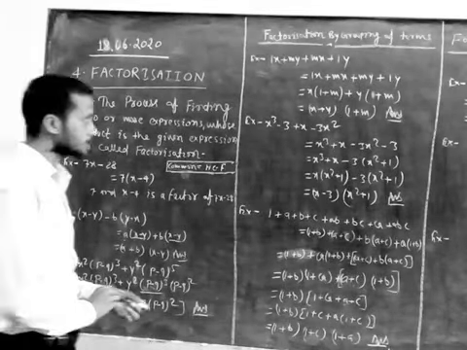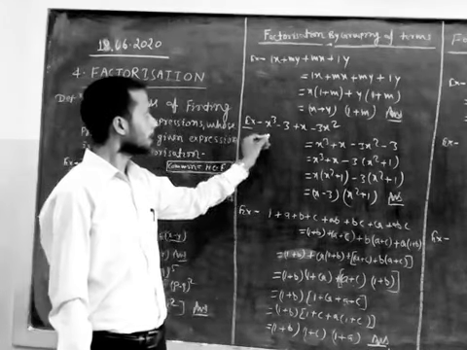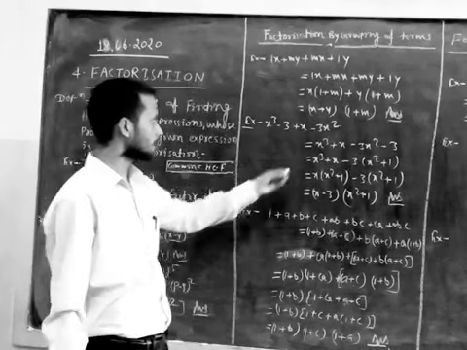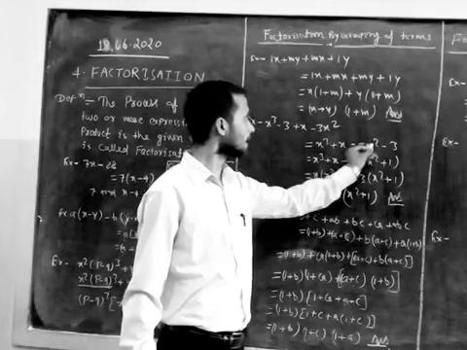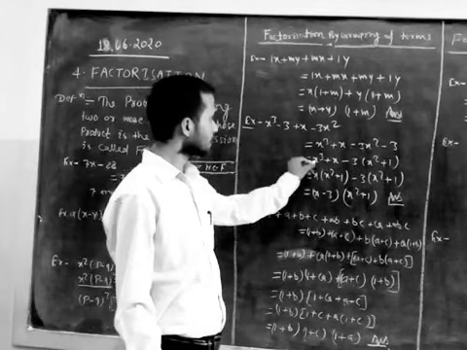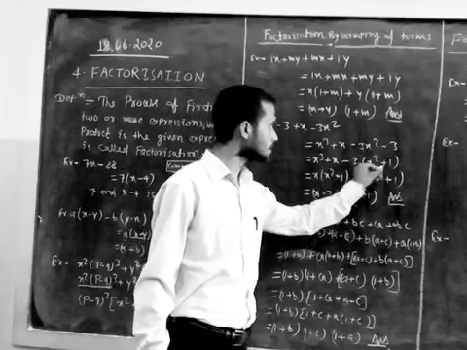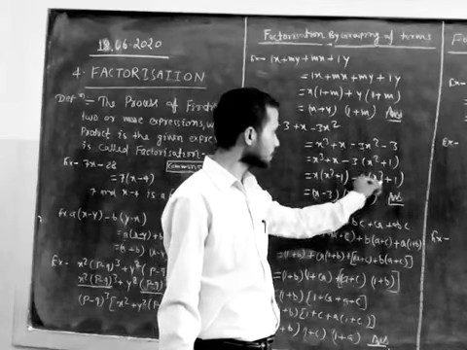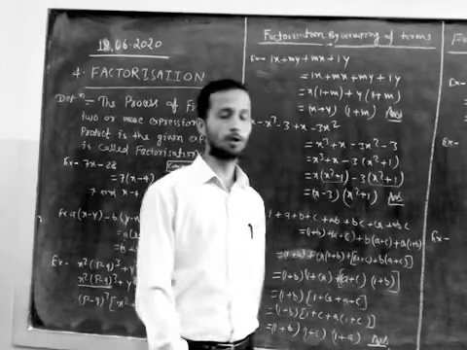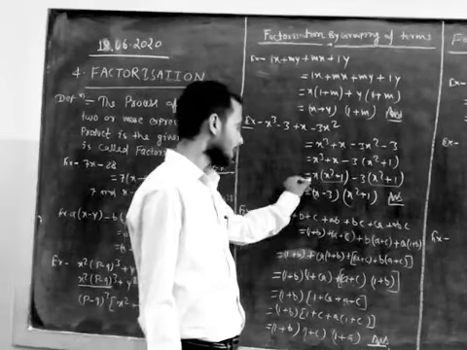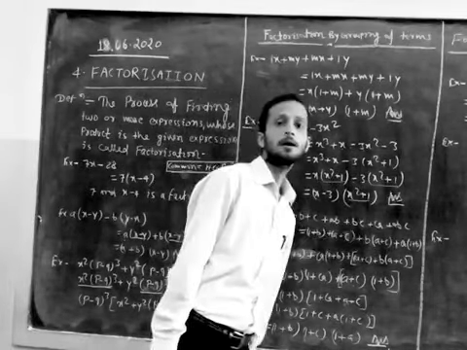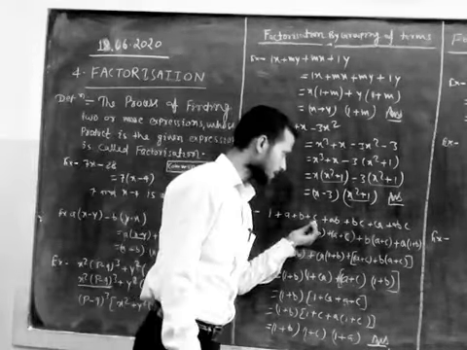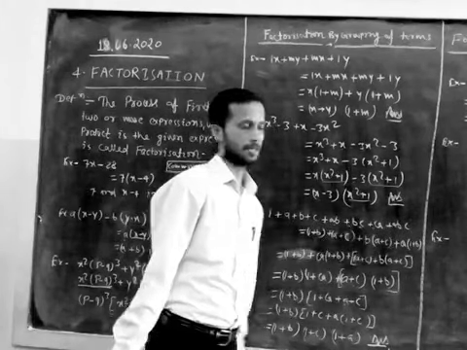And again, next example, x cube minus 3 plus x minus 3x square, and this arrangement: x cube plus x minus 3x square minus 3. x cube plus x, x common, x square plus 1, and minus 3 (x square plus 1). So (x square plus 1) is common, then (x minus 3)(x square plus 1) is the result, that is the answer.